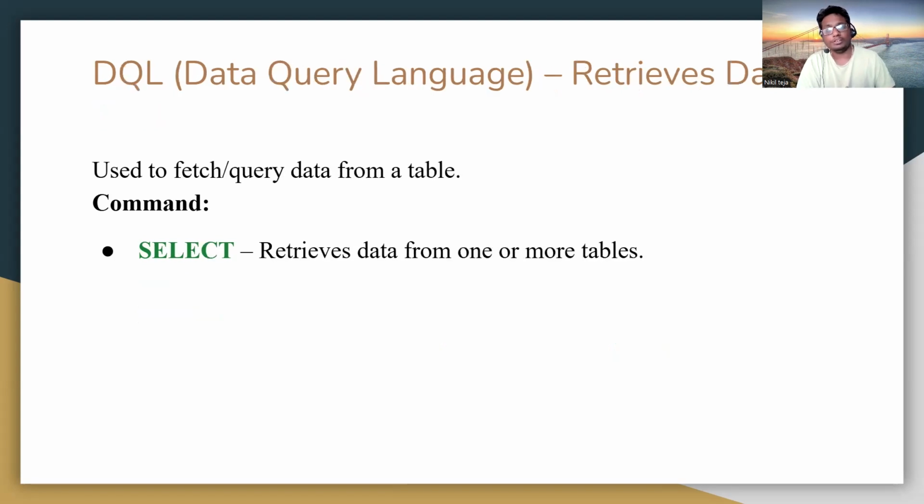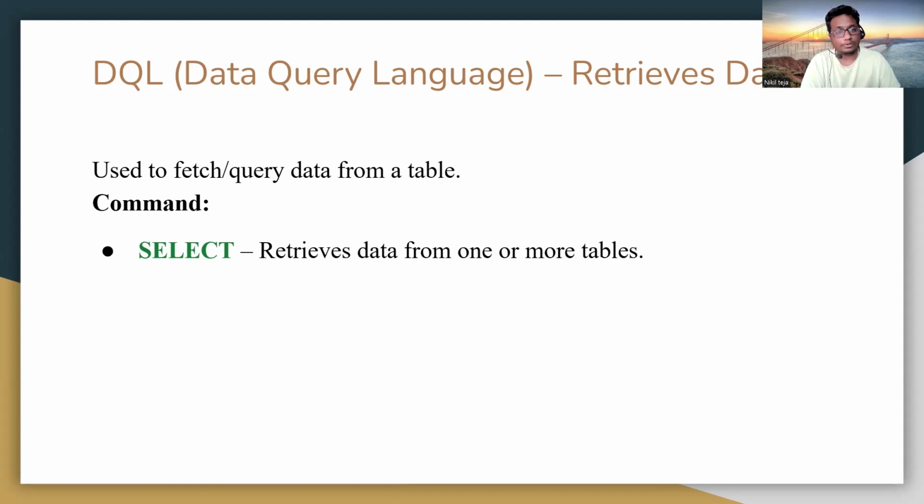So next, DQL. DQL is nothing but data query language, in which we can retrieve the data. We can only fetch the data. We cannot alter the data, or modify the data or table structure. It is only used for fetching, only used for querying, only used for retrieving the data. But we cannot do any changes or any modifications.